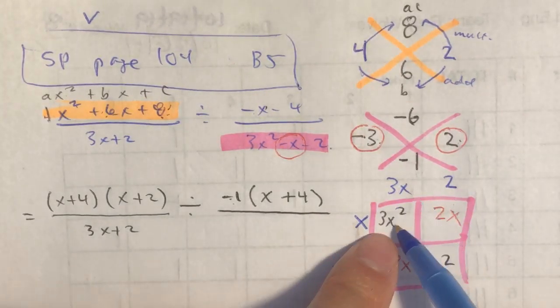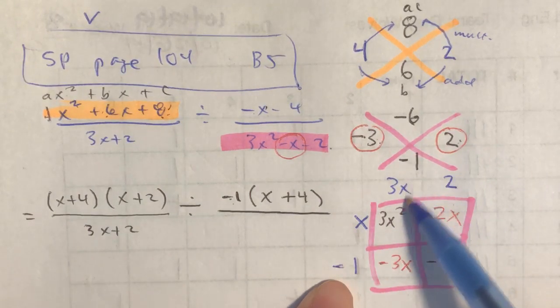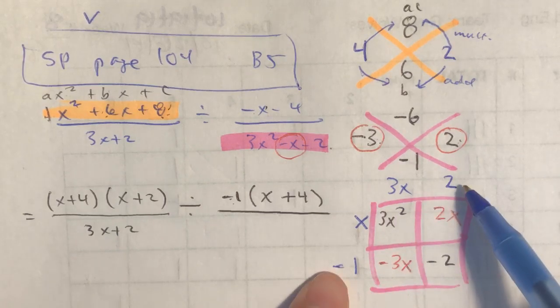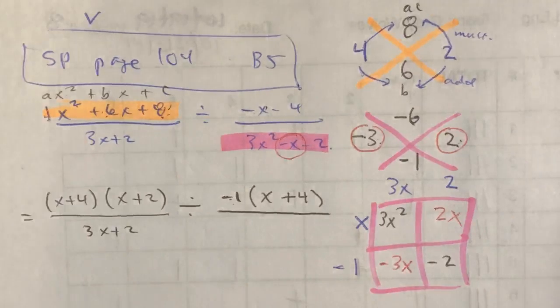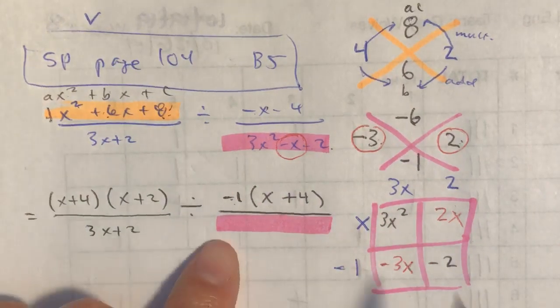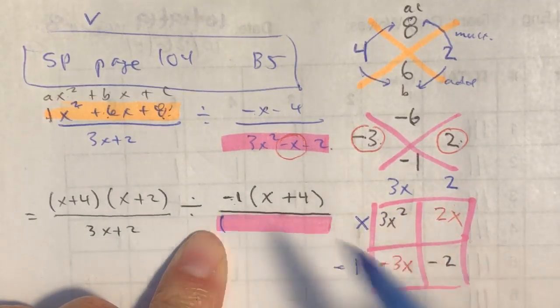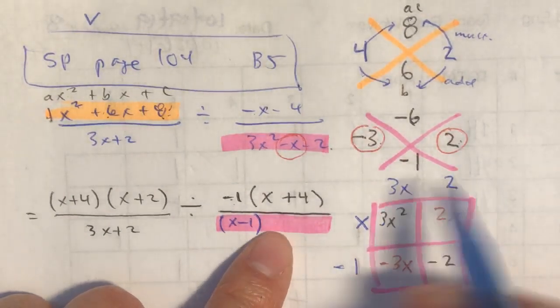3x times x is 3x squared. 2 times x is 2x. And 3x times negative 1 is negative 3x. And 2 times negative 1 is negative 2. So in pink, this will become what's on the outside. Order doesn't matter. x minus 1 and 3x plus 2.